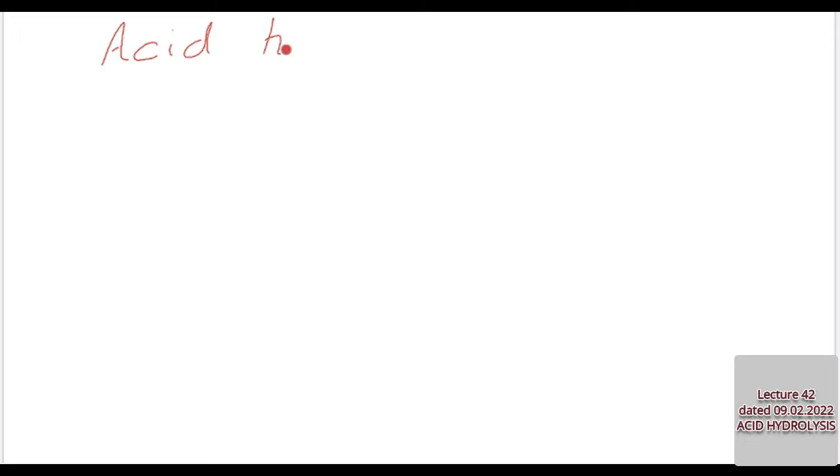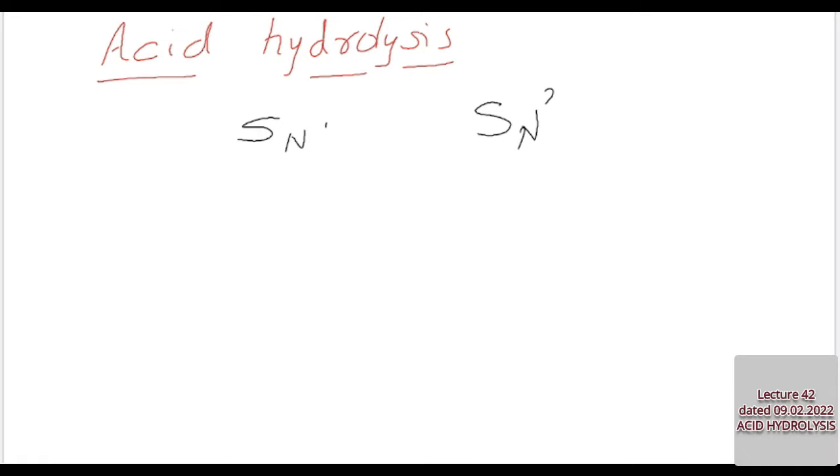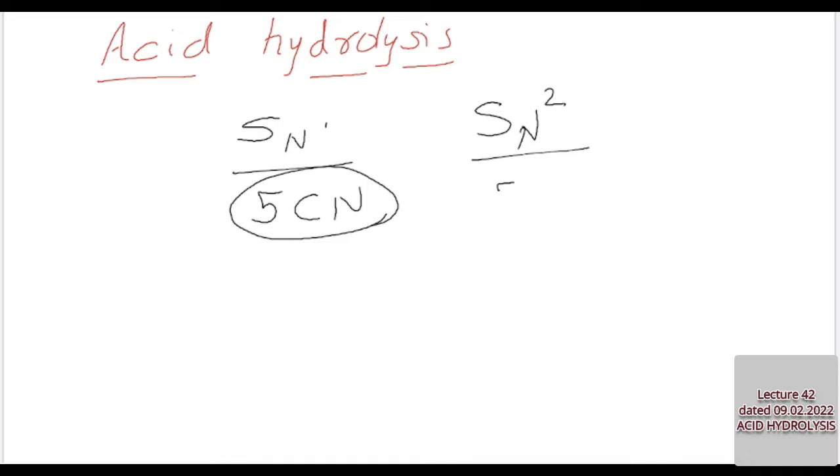We're going to talk about acid hydrolysis. Basically, two types of mechanisms are there: one is the dissociative mechanism and the other is the associative mechanism. The dissociative mechanism follows via an intermediate, a 5-coordinated complex, and the SN2 mechanism follows via a 7-coordinated intermediate.